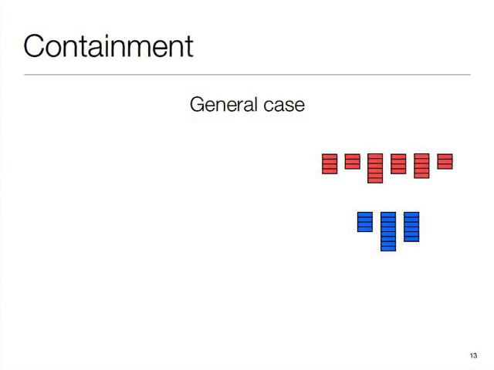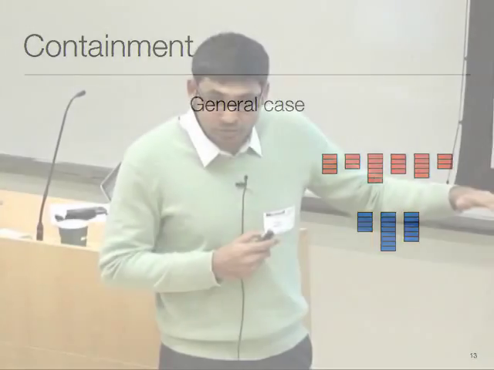Okay, so now let's try to generalize this to sets of possible worlds. Okay, so again we have these two uncertain databases, the red and the blue. We are trying to figure out whether the blue uncertain database has more information than the red uncertain database. Intuitively recall, fewer possible worlds are more information.